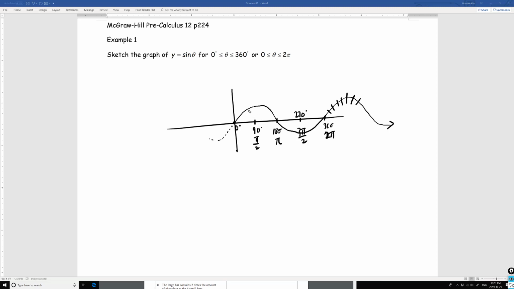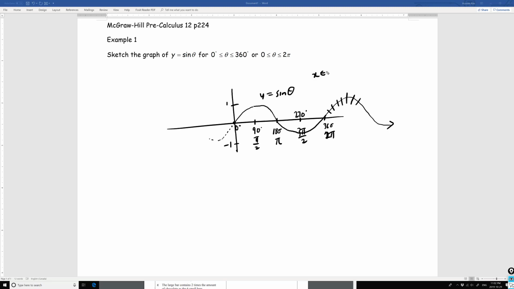So as you can see here, we sketch it between 0 and 2 pi, or 0 and 360 degrees. This is called one full revolution, one full period. And this keeps on repeating over and over again. And the sine graph, y equals sine theta, ranges between positive 1 and negative 1. And the domain normally is all real numbers.